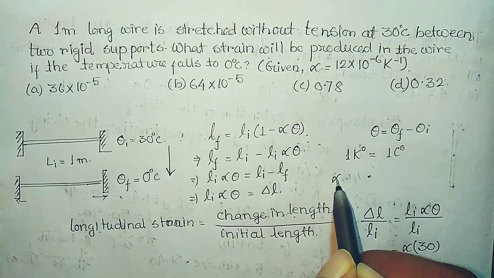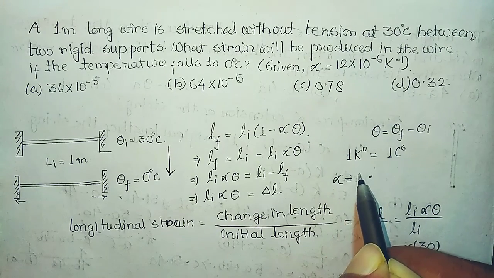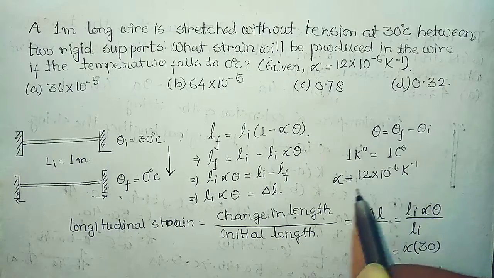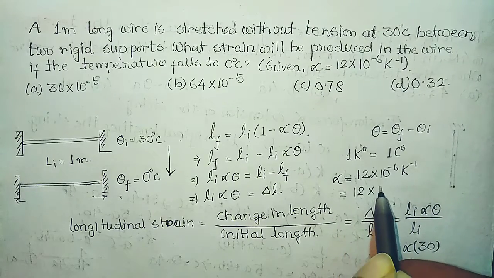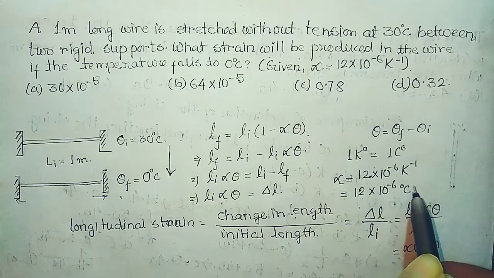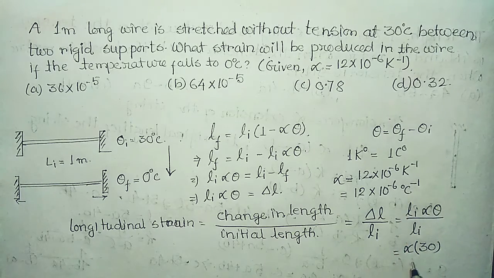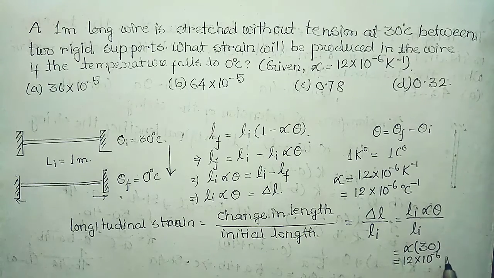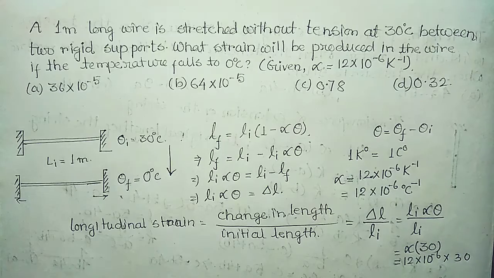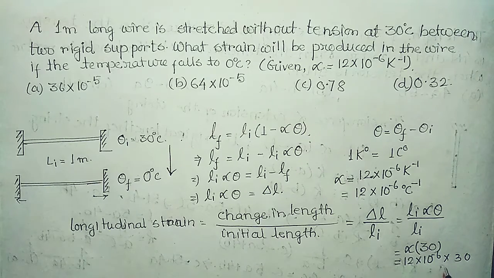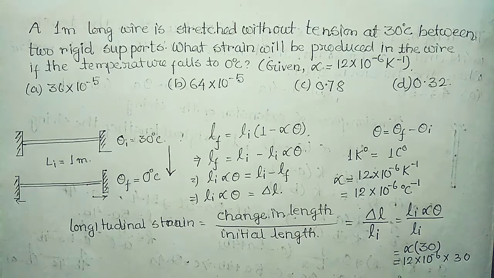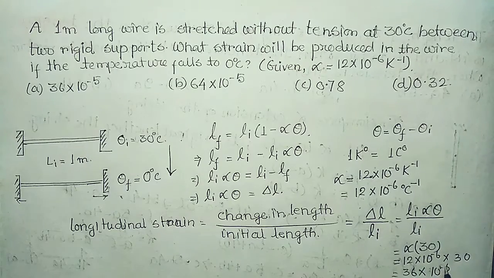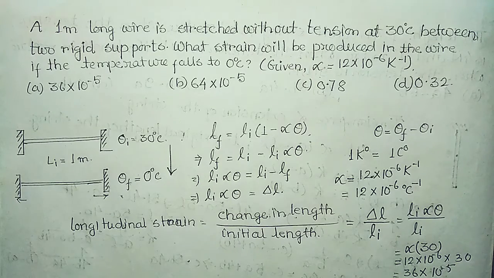And if they are the same, then it allows us to write 12 into 10 to the power minus 6 Kelvin inverse is equal to 12 into 10 to the power minus 6 degree centigrade inverse. So if I place it here, then it will be 12 into 10 to the power minus 6 multiplied by 30. Then it gives you 36 into 10 to the power minus 5. And that is option A.